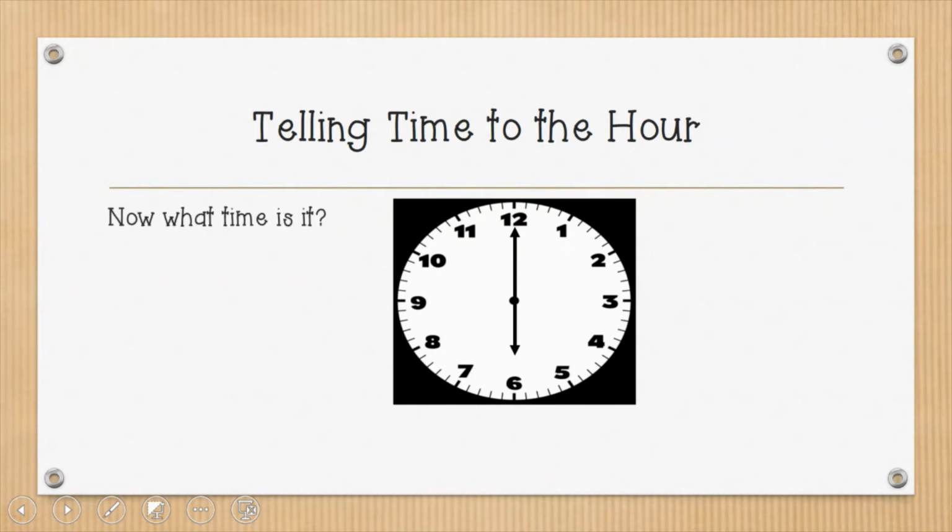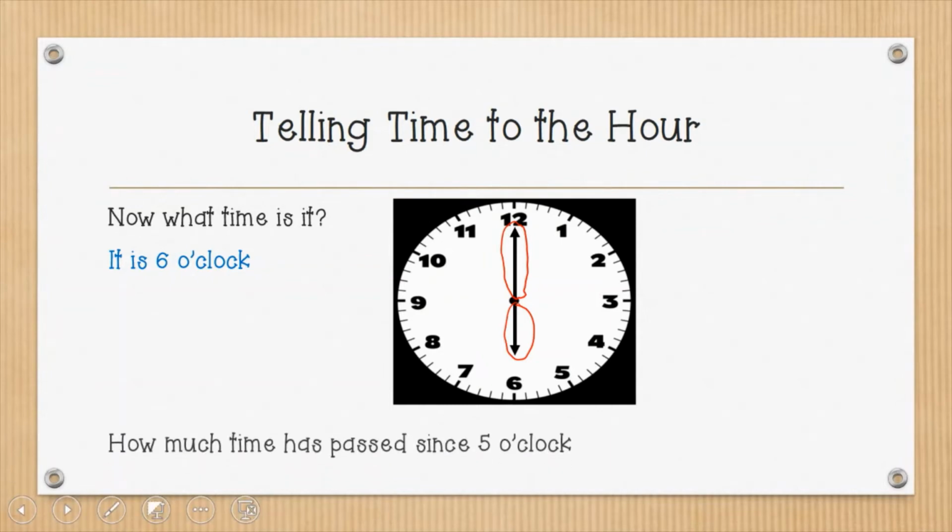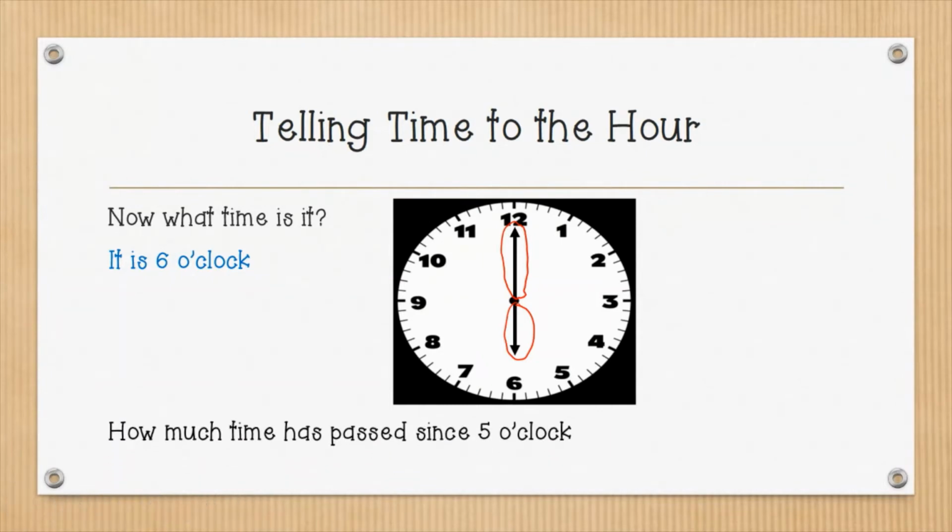Now what time is it? Well, my hour hand is pointing exactly at the 6, and my minute hand is pointing exactly at the 12. So that means it is exactly 6 o'clock. How much time has passed since 5 o'clock? Well, if we look at our 5, we can see that 1 hour has passed to get from 5 o'clock to 6 o'clock. So 1 hour has passed.